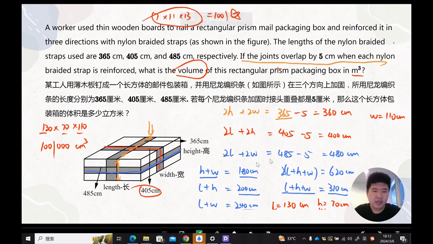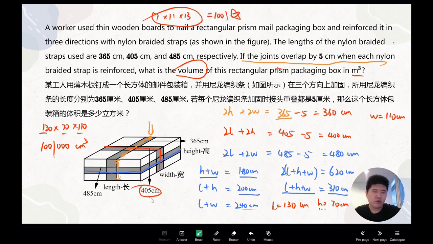So if we want to change from a centimeter to a meter, we need to divide by 100. But from cubic centimeter to cubic meter, we need to divide by 100 three times. So here we will get our answer as 1.001 cubic meters.